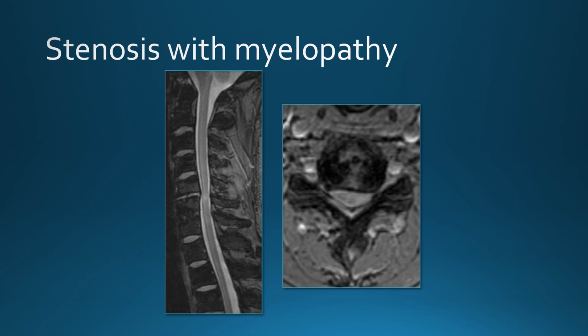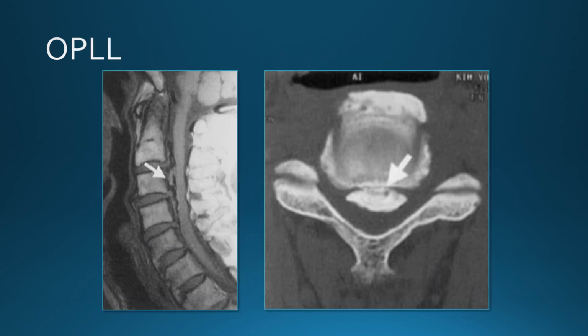In the cervical spine, we often will get myelopathy associated with spinal stenosis. We'll see some increased T2 signal within the spinal cord. And OPLL, look for that mushroom-shaped calcification, which tends to be most pronounced at the vertebral body level rather than the disc.